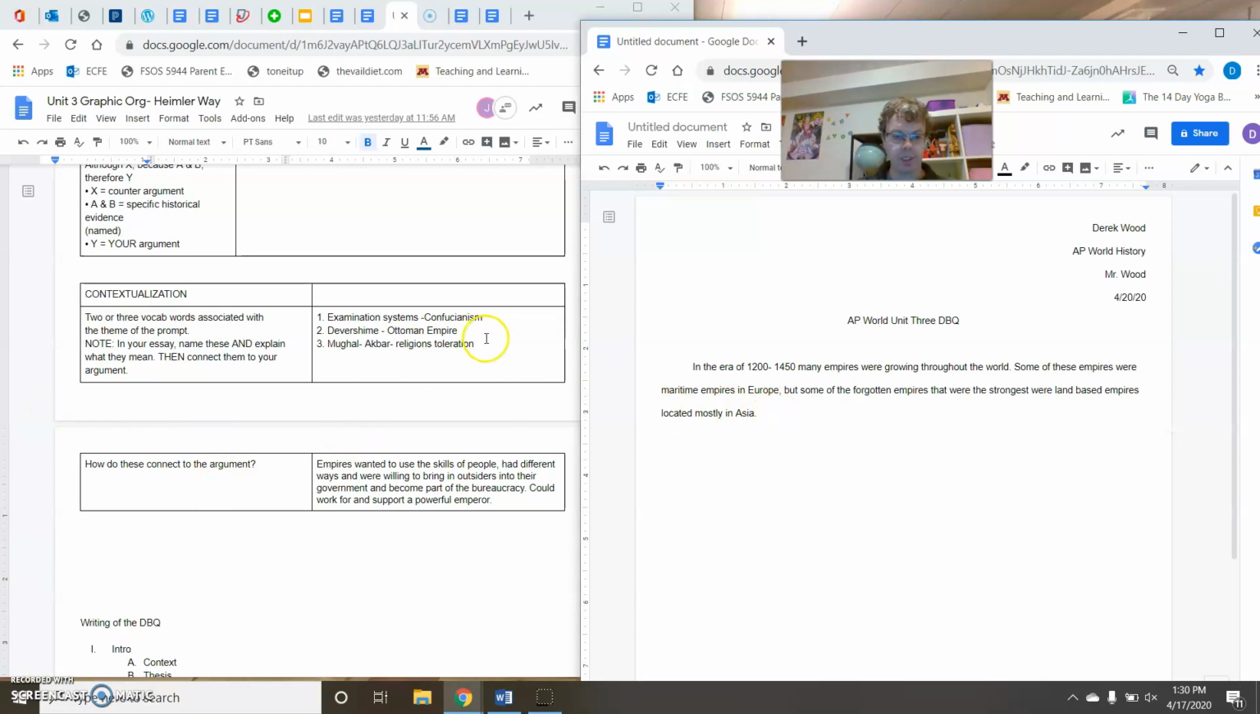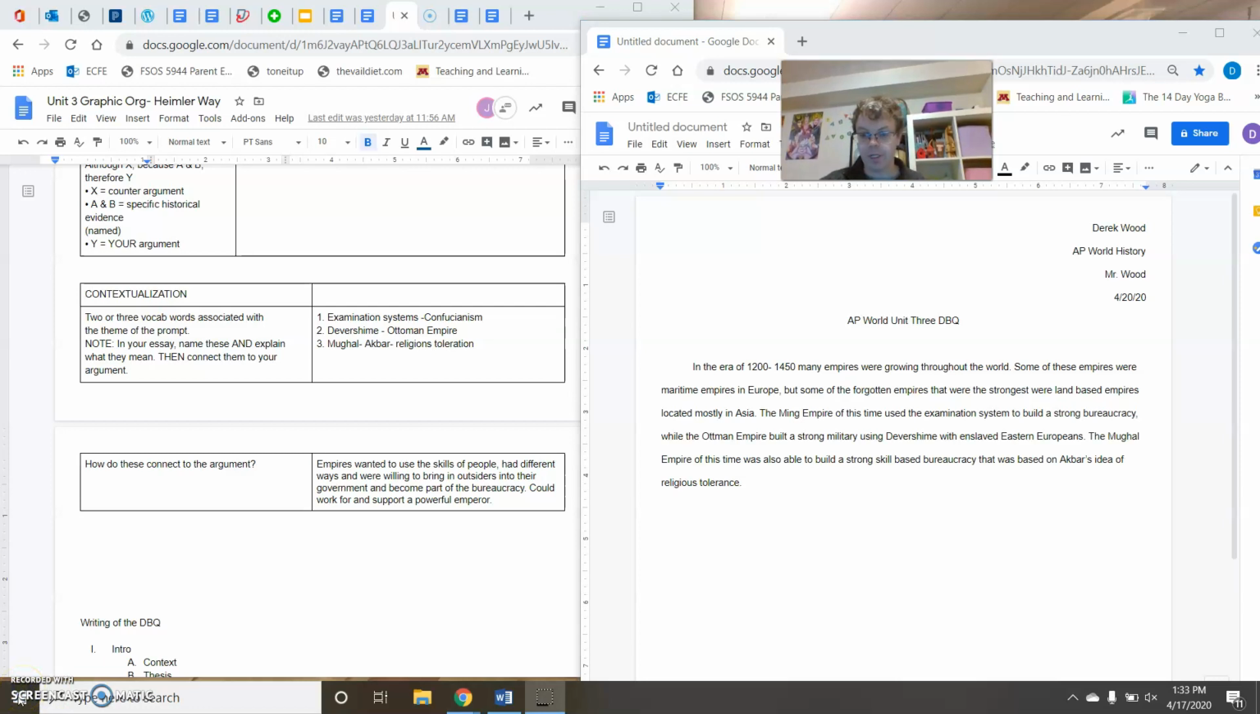And now I'm going to take a look at these three vocab words that I put down, and I want to name drop these into my context. So let me show you how that would look. So let's see what I have there. I put down the Ming Empire of this time used the examination system to build a strong bureaucracy, while the Ottoman Empire built a strong military using devshirme with enslaved Europeans. The Mughal Empire this time was also able to build a strong skill-based bureaucracy that was based on Akbar's idea of religious tolerance. Bam, context.